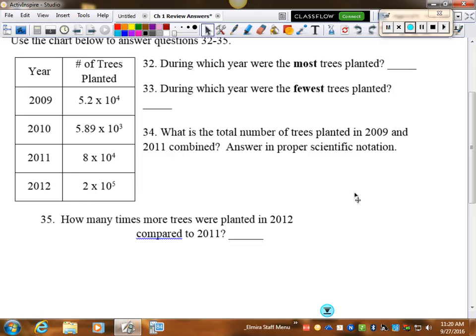During which year were the most trees planted? So I'm looking first at my exponents. I've got a 4, a 3, a 4, and a 5. The biggest one wins. 2012.